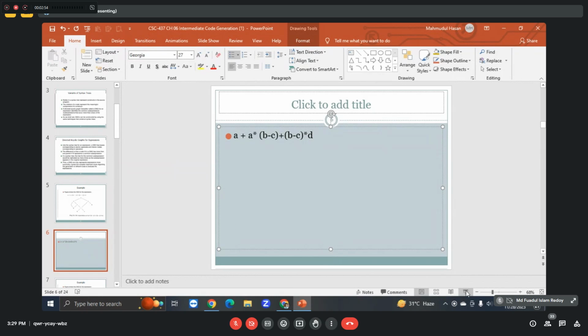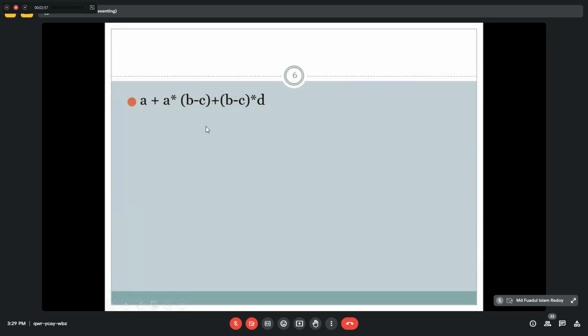Suppose this is your expression. Is it possible to draw the syntax tree of this expression? Please, everyone, you will get 3 minutes to draw the syntax tree for this expression. Draw the syntax tree of this one.